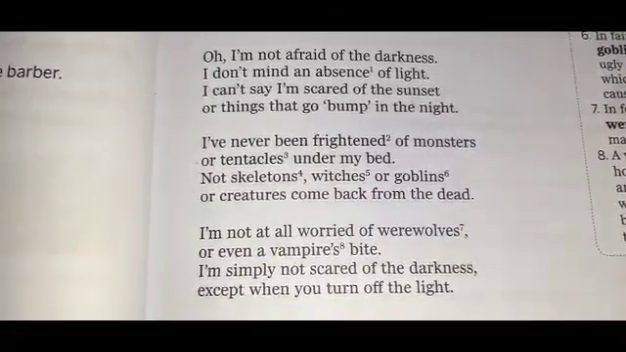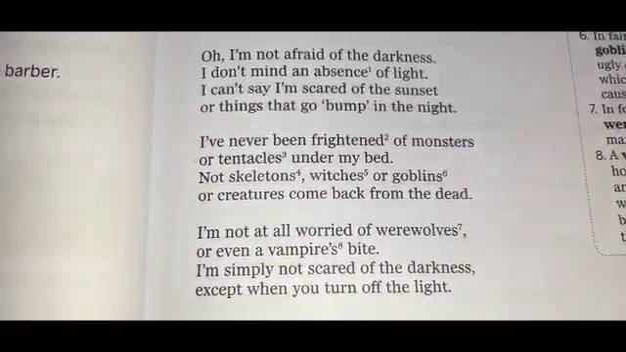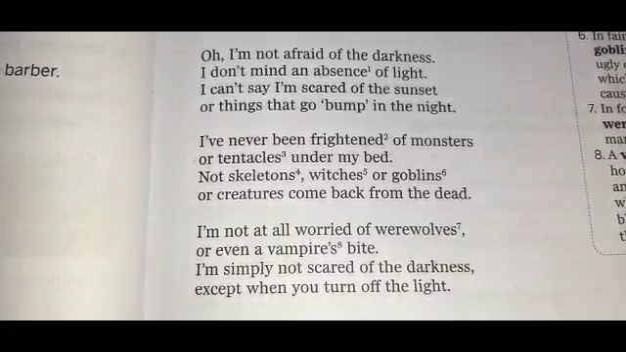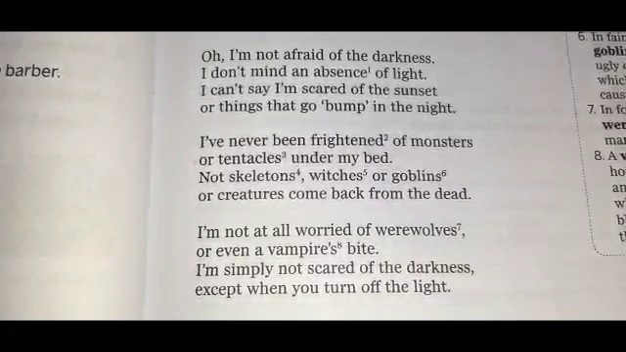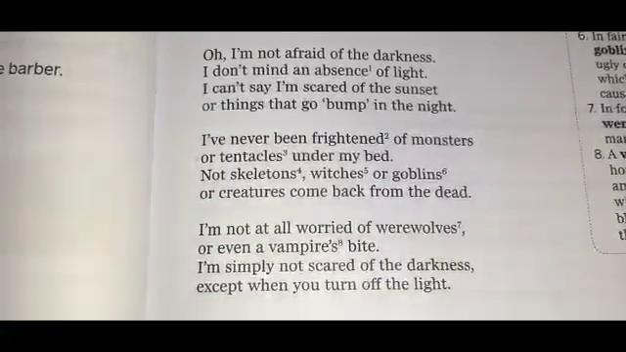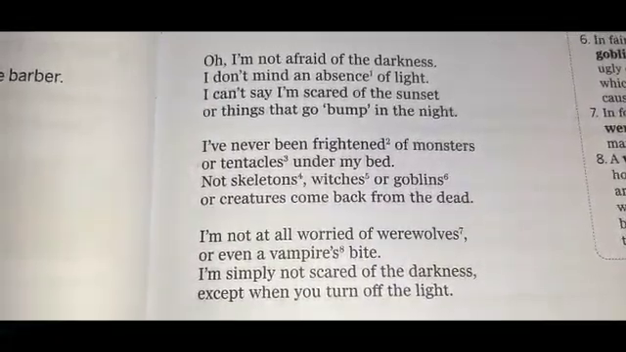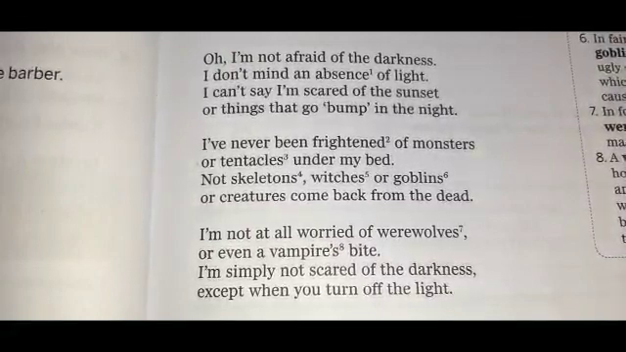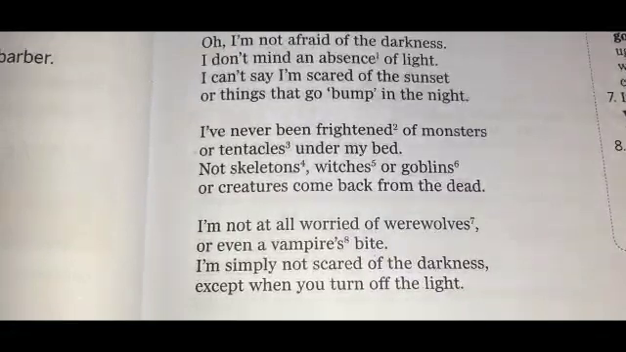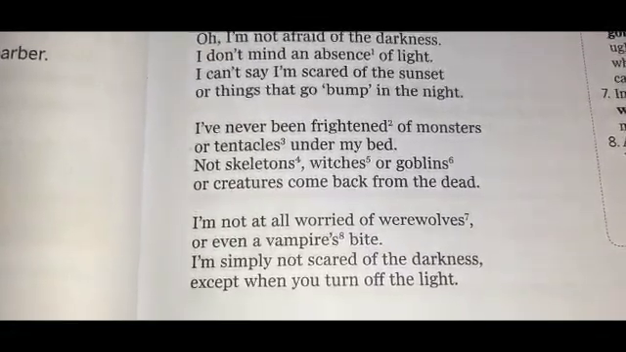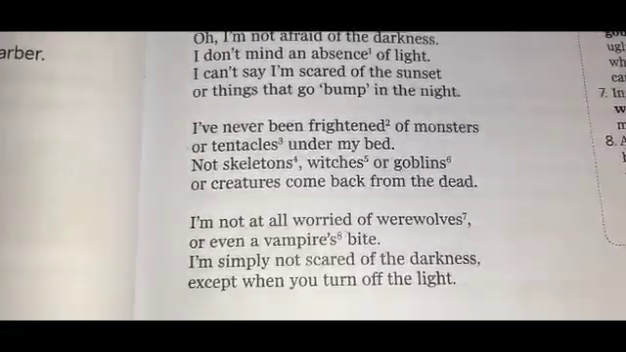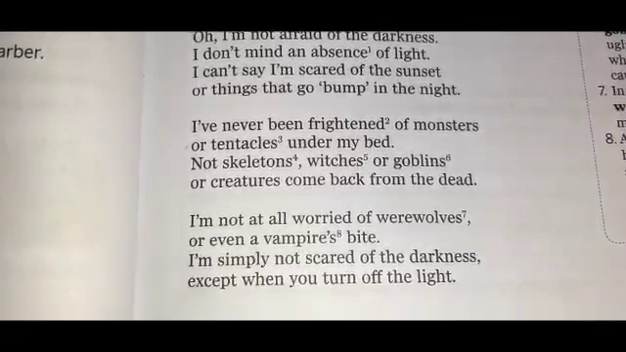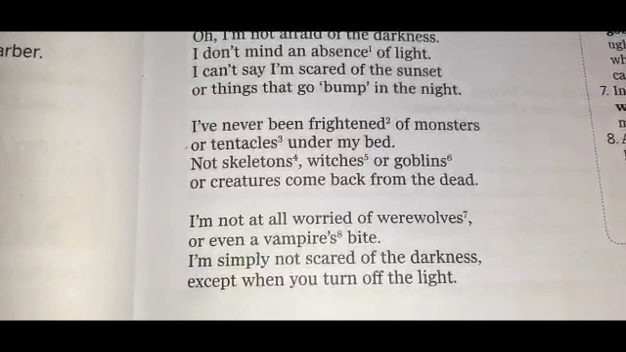Now what do you mean by witch? Witch is a woman who has magical powers and she uses the magical powers to harm people. And who is a goblin? Goblins are small, ugly creatures who trouble and trick people. The child says he is also not afraid of the creatures who reappear after their death or the person who becomes alive after being dead.